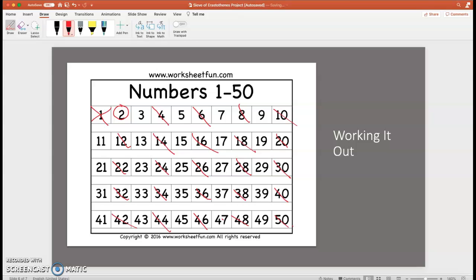Our next prime number is 3. We will start from 3 squared, which is 9, and we will follow with the remaining multiples that are available. We start from 15 to 21 to 27 to 33 to 39 and 45. Those are all the multiples of 3.